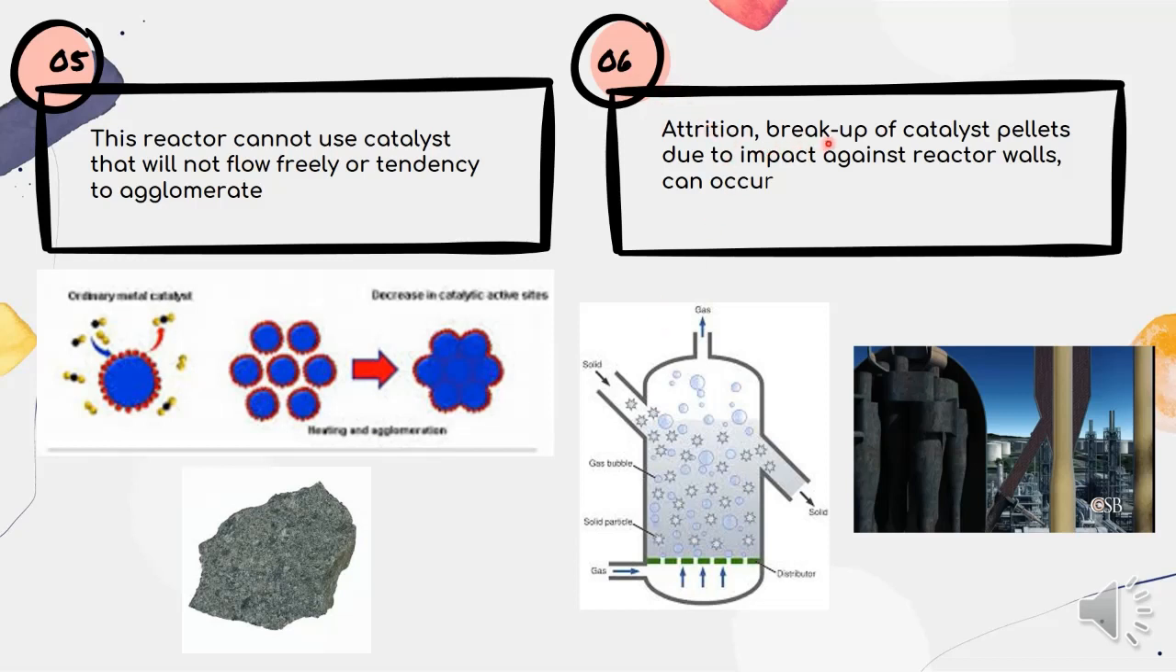Lastly, the attrition breakup of catalyst pellets due to impact against the reactor wall can occur. Breakup means the fragmentation of the catalyst, which will make the catalyst lose its active sites, and maybe the catalyst is deactivated, or maybe the catalyst does not work as efficiently as before, and we need to introduce new catalyst. I think that's all for the disadvantages.